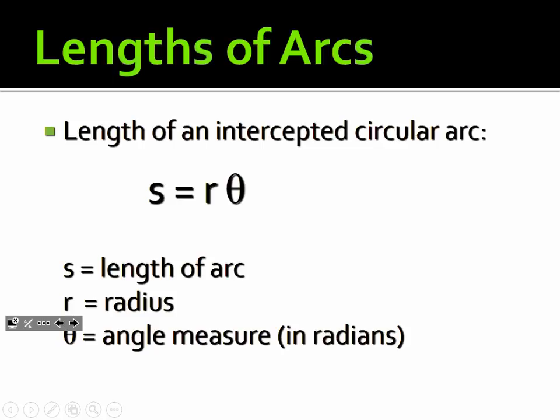Once again, I'll tell you what each of these variables in this formula represent. The length of an intersected arc is S equals R theta, where S is the length of the arc, R is the radius of the circle, and theta is the angle. What's significant is that the angle has to be measured in radians. If I give you an angle in degrees, you have to convert it into radians, which you know how to do. You'll just multiply by pi over 180.